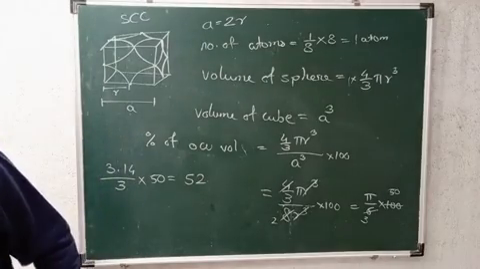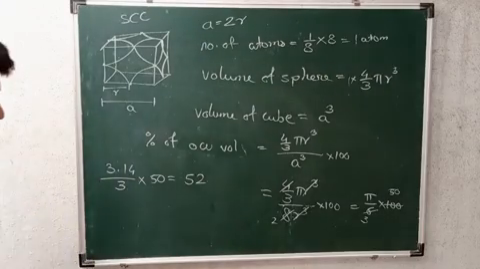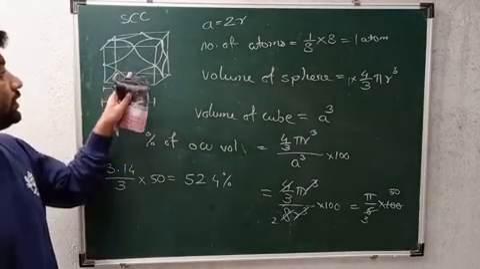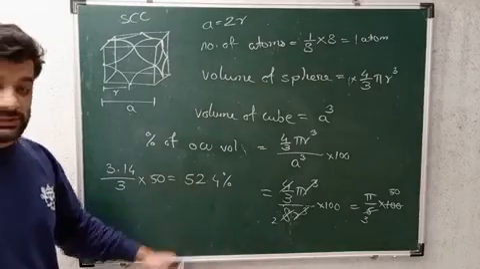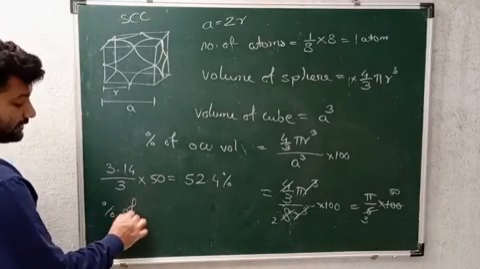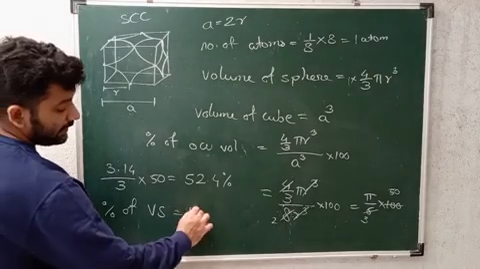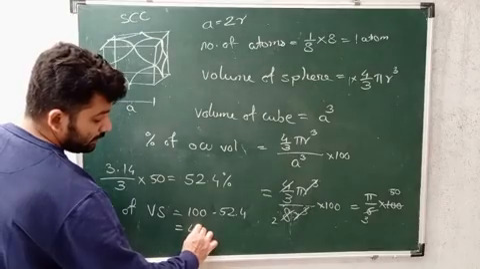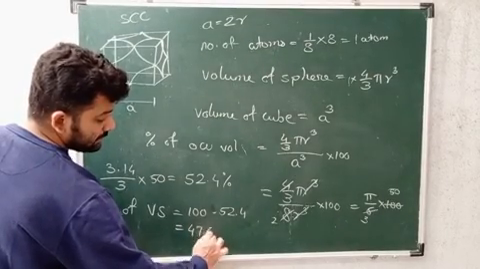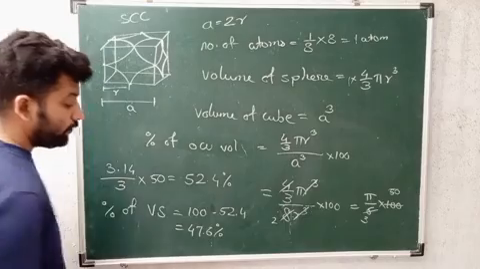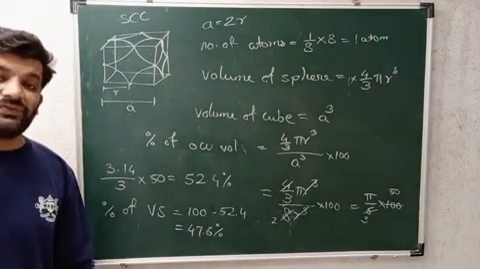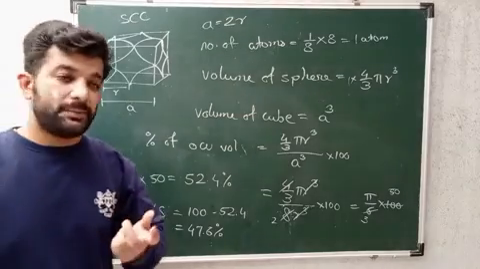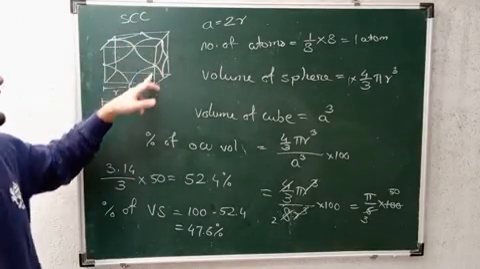I'll just check the answer. Yes, it is 52.4%. It means the occupied volume in this cube is 52%, and the percentage of void space will be 100 minus 52.4, which will be equal to 47.6%. So 47.6% means approximately 50% of this cube is empty and 50% is occupied, and that occupied part is because of the atoms which you are having at the corners.